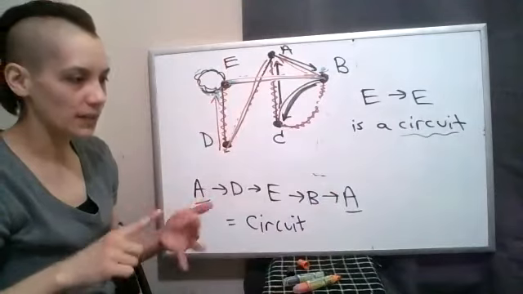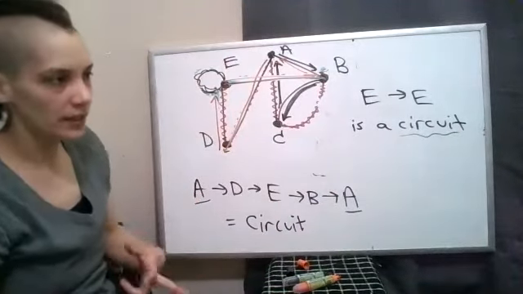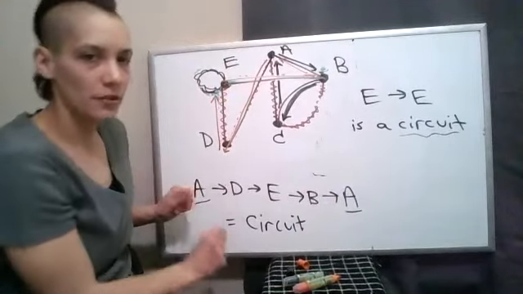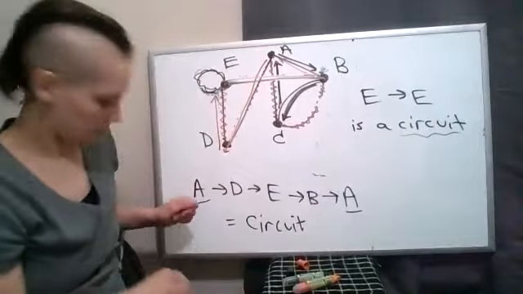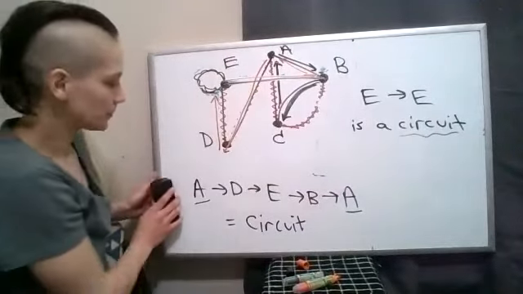Okay, walk, path, circuit. Now we need to do Euler path, Euler circuit, two results, and that's all the stuff we learned about graph theory. That's everything you'll need to know for your exam.